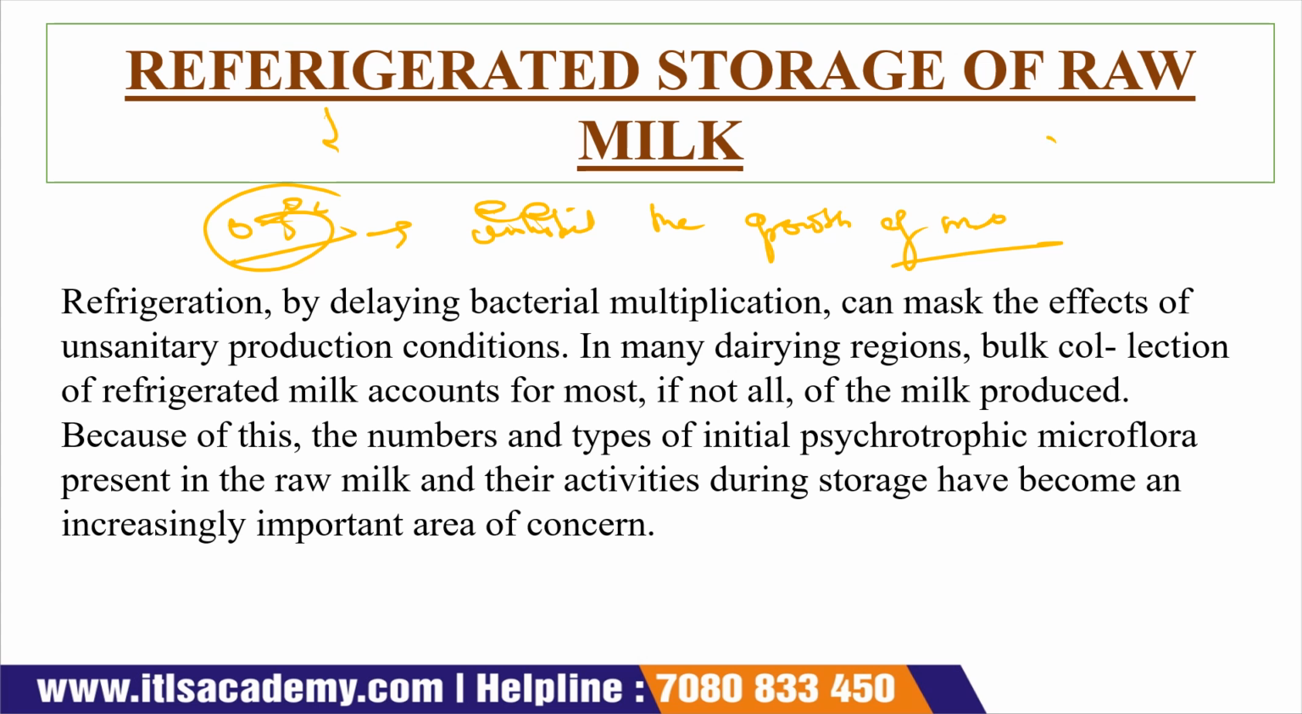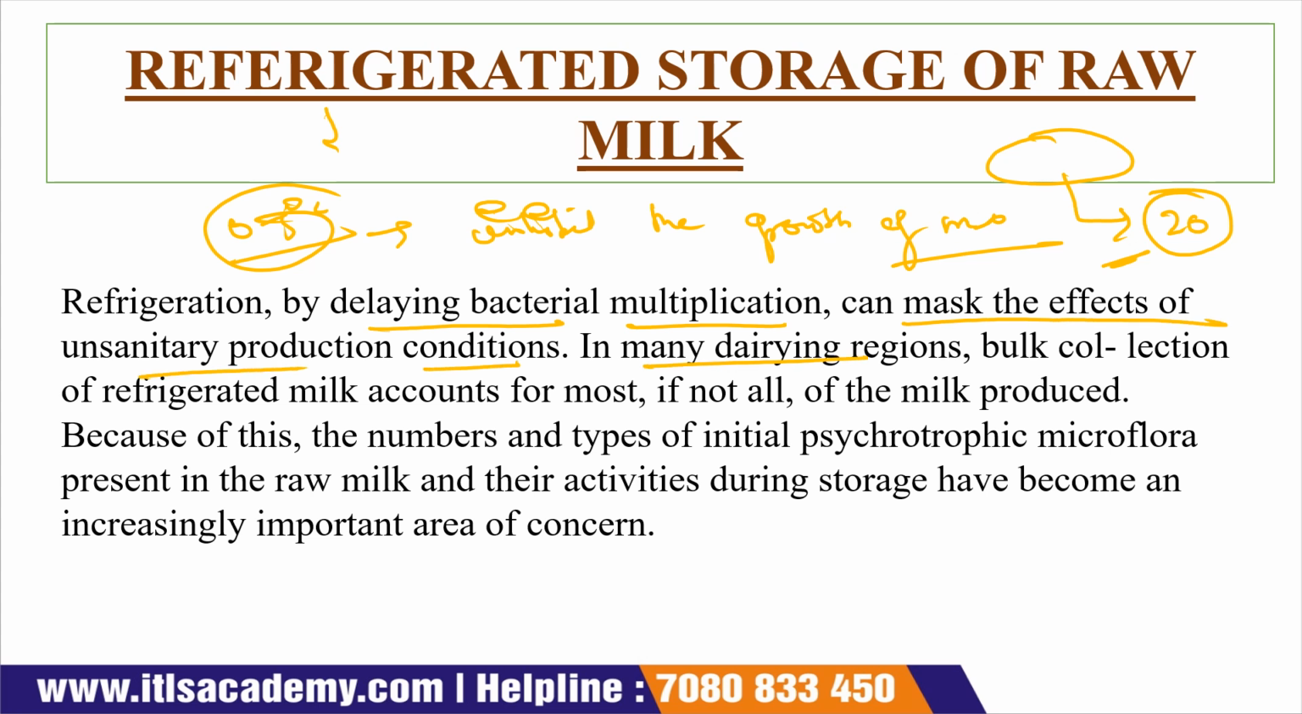Suppose that this is your milk product. Before putting the milk into a refrigerated condition, the number of the microorganisms is 20. So when we store the milk at refrigerated condition, then the number will stay 20. It will not increase, but their growth will be inhibited. Okay, this refrigeration, by delaying bacterial multiplication, can mask the effect of unsanitary production conditions.